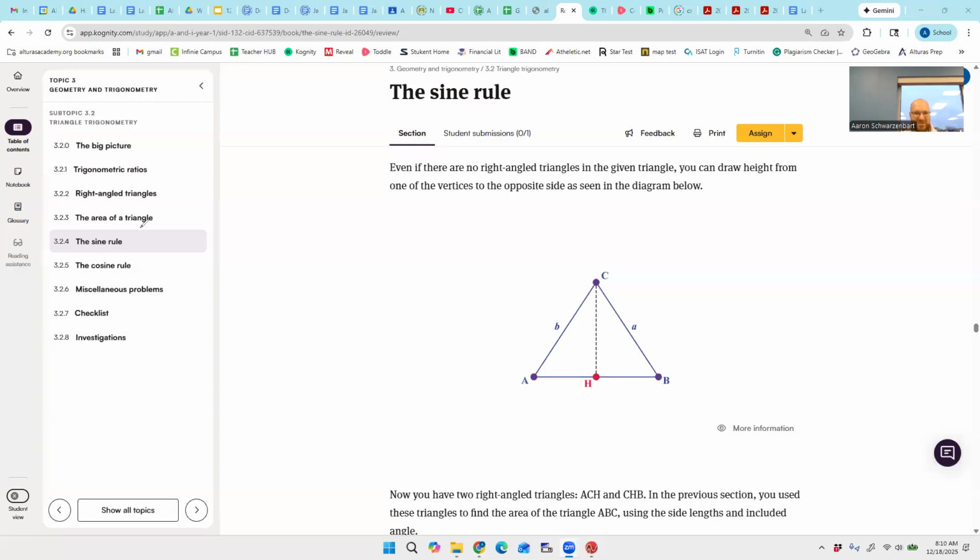The law of sines. You've learned this before. So the key here being that A is across from A, B is across from B, and little c is across from C. Little letters are side lengths. Capital letters are angles.